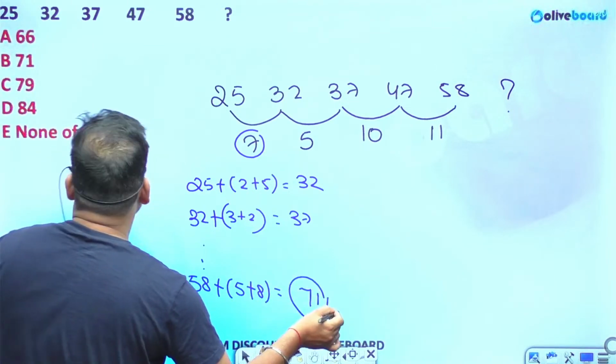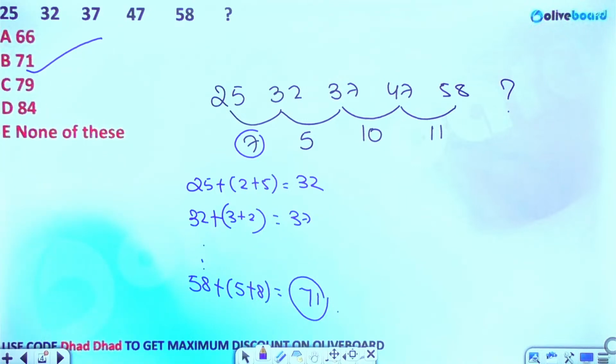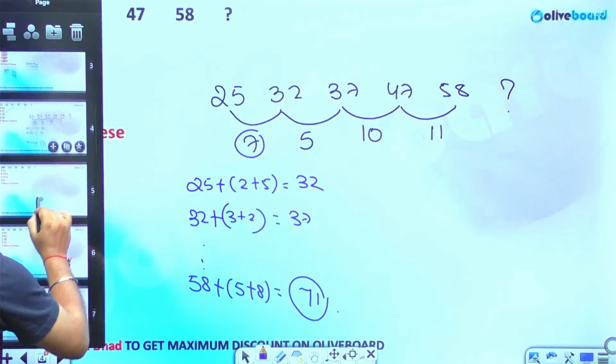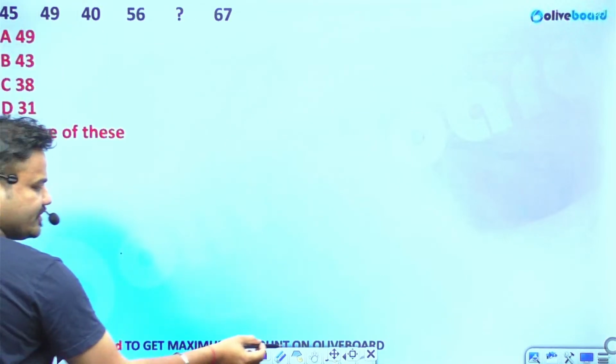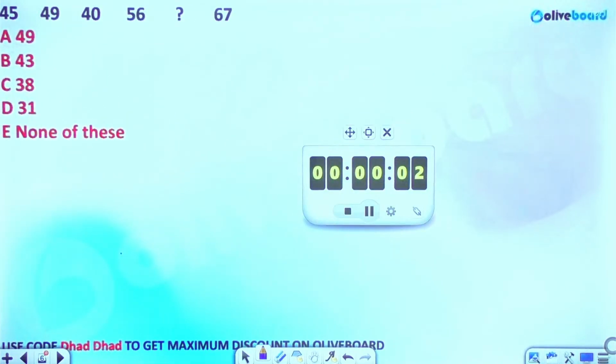So the answer of this particular expression will be 71. So you can go for 71. 71 is your answer. This was an addition series, but not a simple addition. Clear? Now next question. What about this? Slowly and steadily we will be increasing our level.